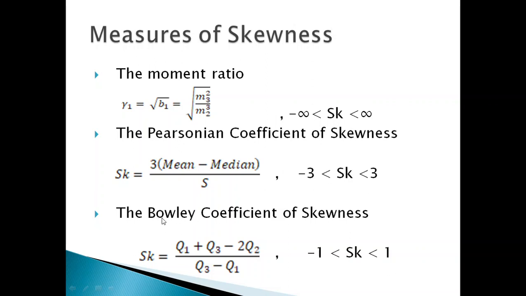And Bowley's coefficient for skewness, here we use the quartiles: first quartile, third quartile, and second quartile. All three quartiles, first of all you will calculate the first, second, and third quartile for any given distribution, and then you will put all the values in this formula, and this coefficient has a range from minus 1 to plus 1.